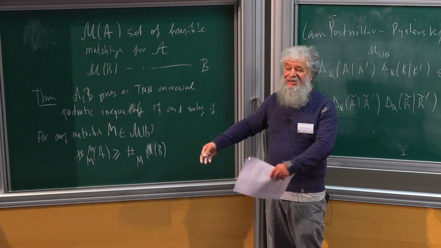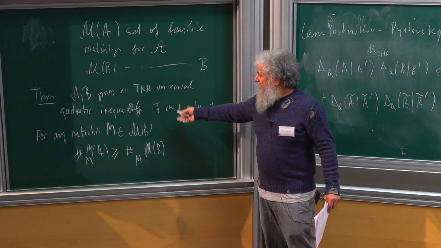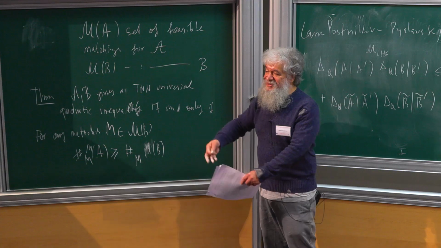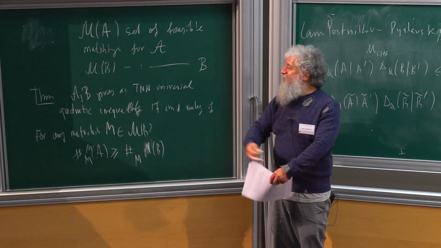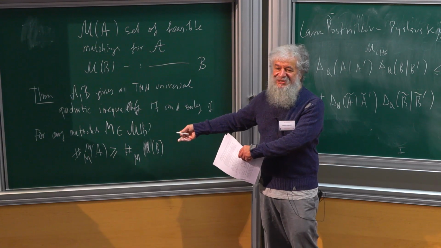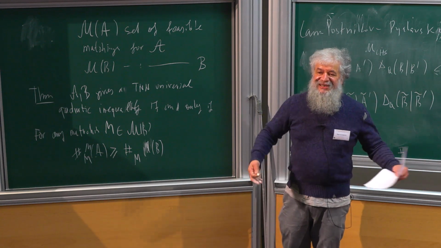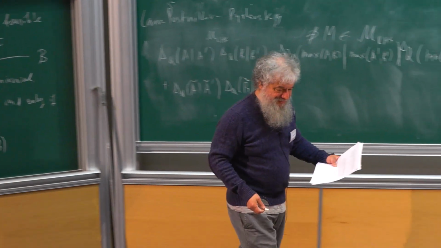So if anyone comes to you and asks whether it's a TNN universal inequality, you can just draw white and black points and then ask the computer to find all pairings for one side, all pairings of matchings for the other side, and then ask it to compare which has extra elements, and you're done. Okay, so thank you.